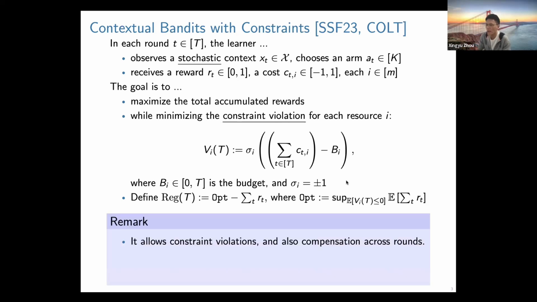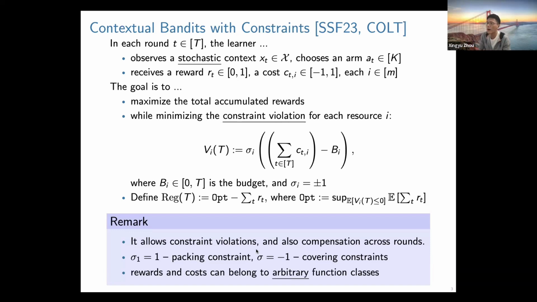So some remarks. This particular formulation of the constraint violation allows some degree of violation. We do not have to guarantee that the constraint is satisfied with high probability at every round. That is what I would call a strict safety constraint. Here, we consider a slightly weaker version of constraint violation, and it also allows compensation across rounds. The sigma_i could be one or negative one, for packing and covering. It's very simple, just flipping the sign. Another thing I want to mention is that the reward function and the cost function can be arbitrary. It's not necessarily linear; it could be non-convex, from any function class. So far so good? This is the setup.